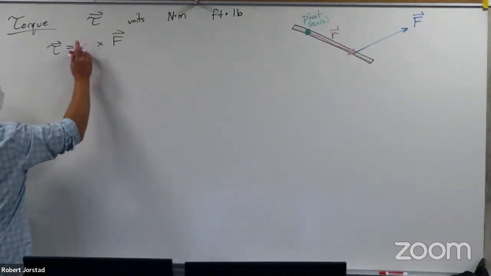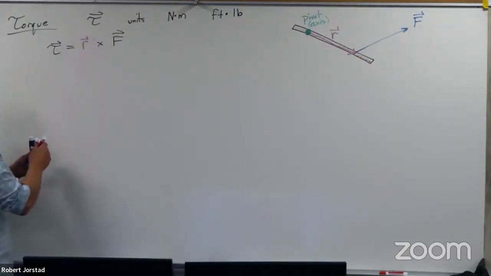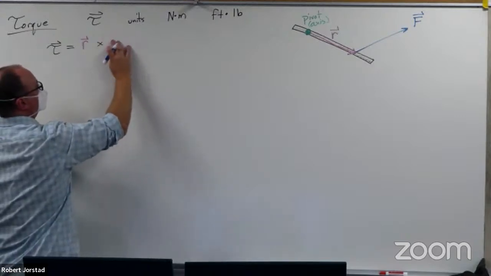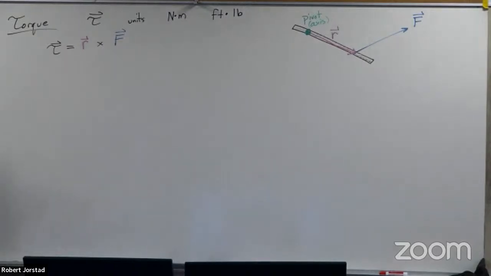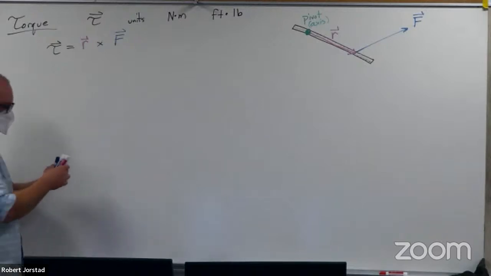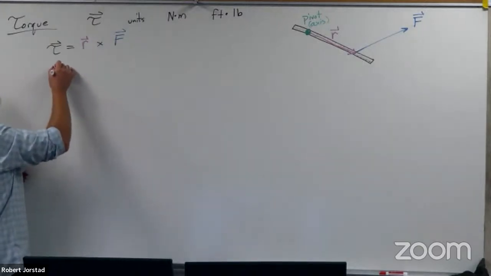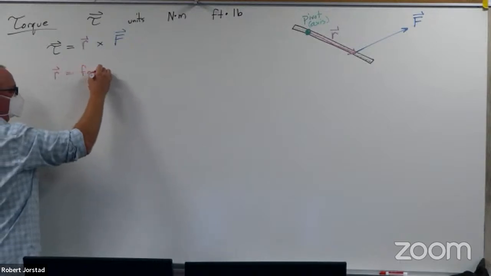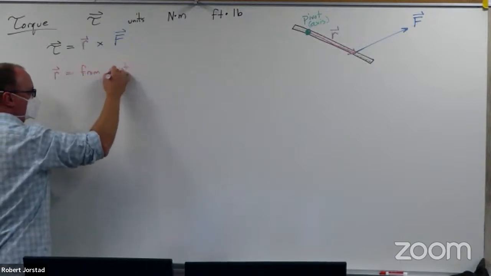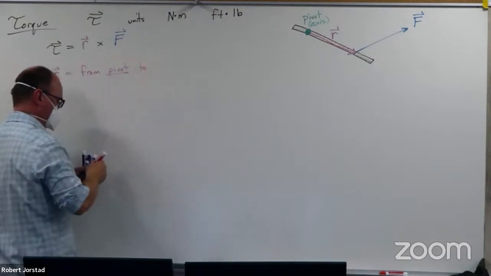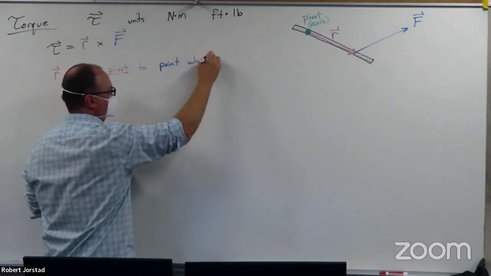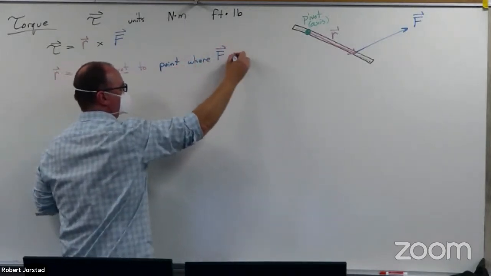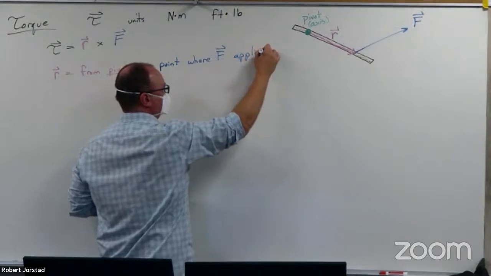And so let's color code this. Okay, let me make sure I say that before I forget. R is from pivot or axis to the point where F is applied. Okay.